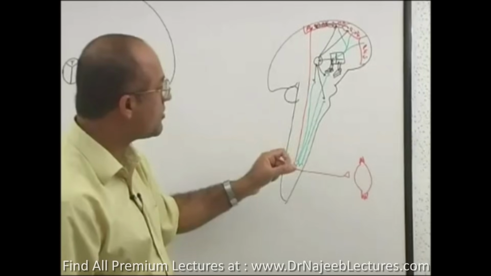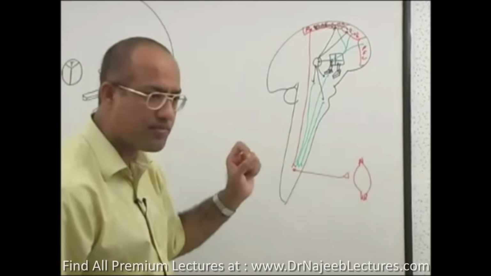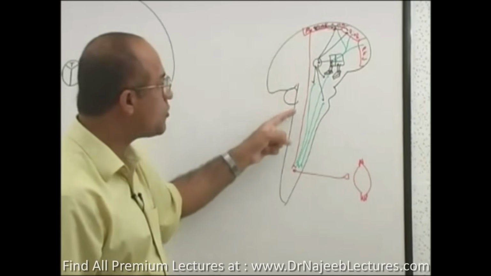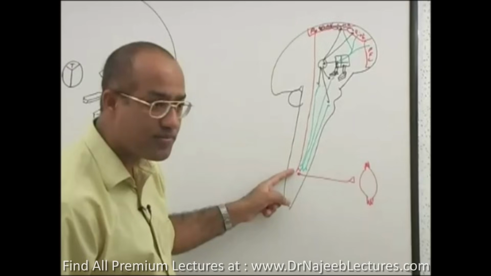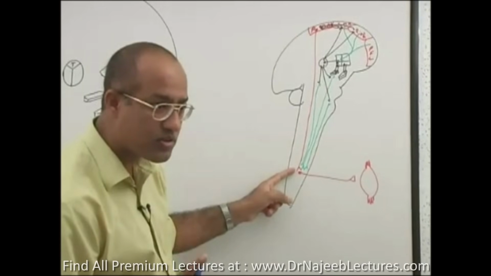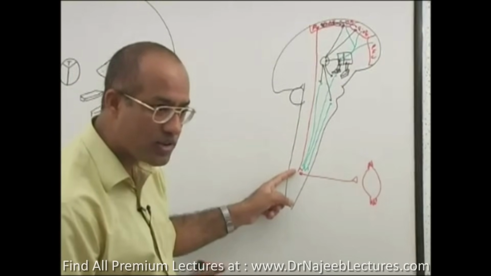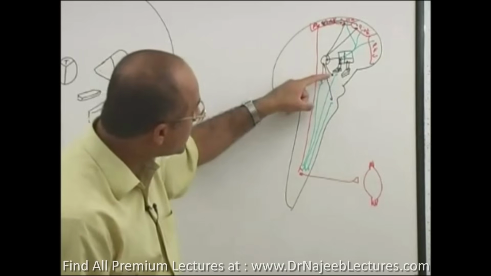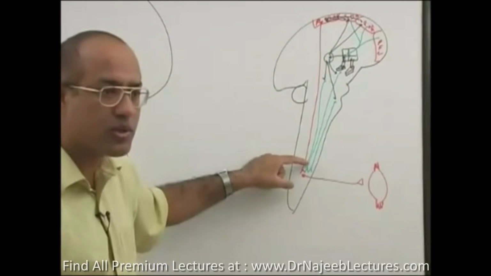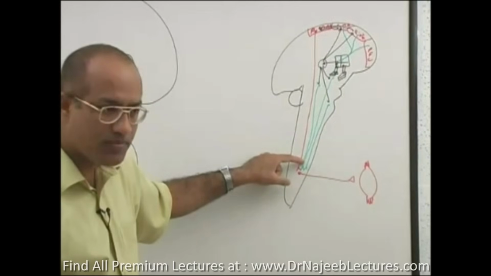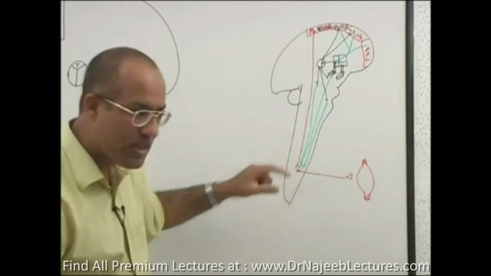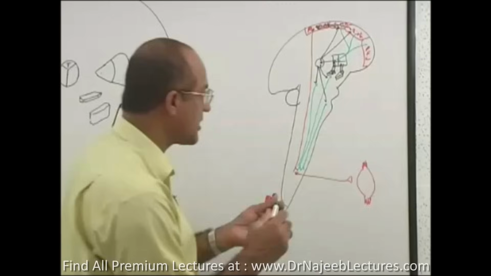Now, what is the difference in function of pyramidal and extrapyramidal? Pyramidal system is concerned with fine voluntary movement. Extrapyramidal system is concerned with tone, posture, and initiation of the movement.